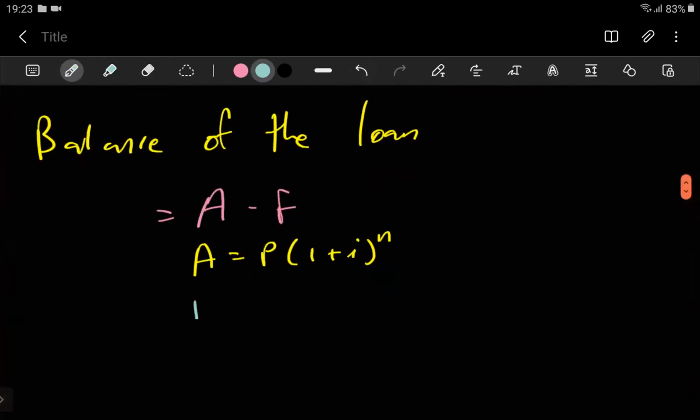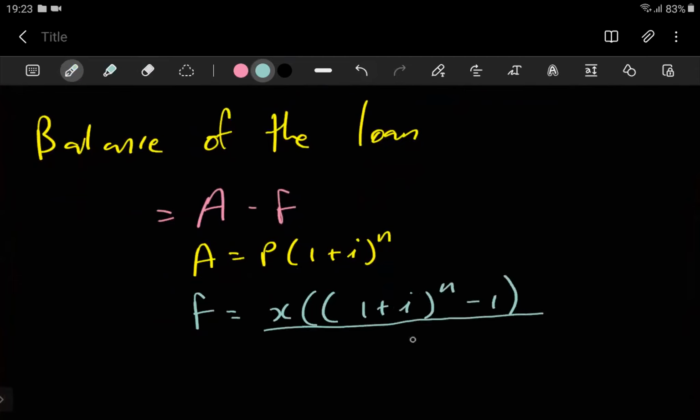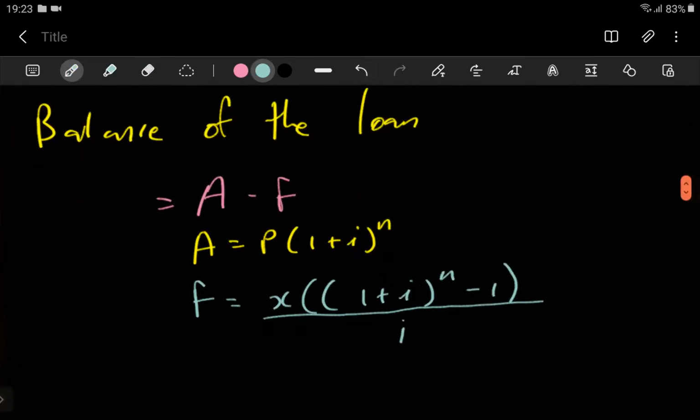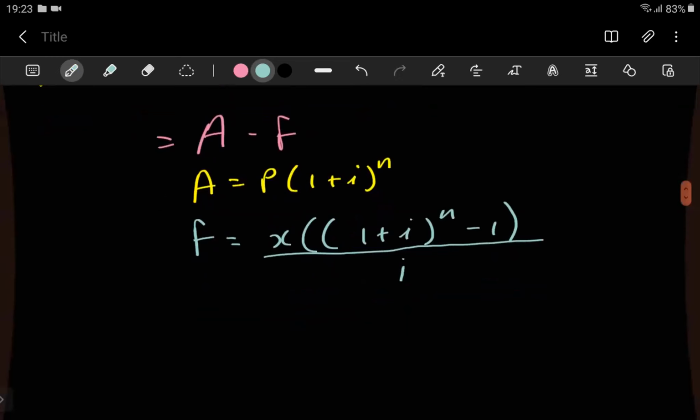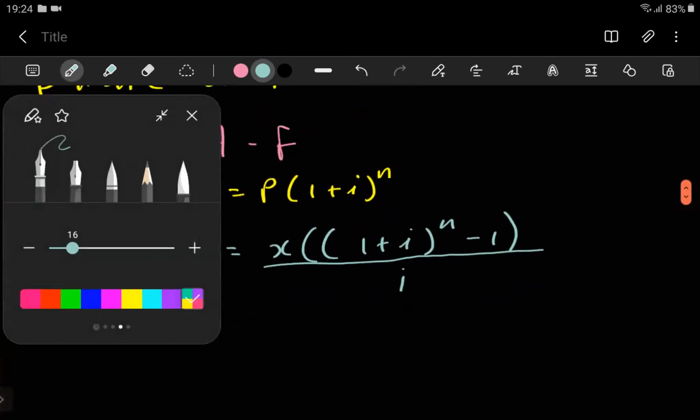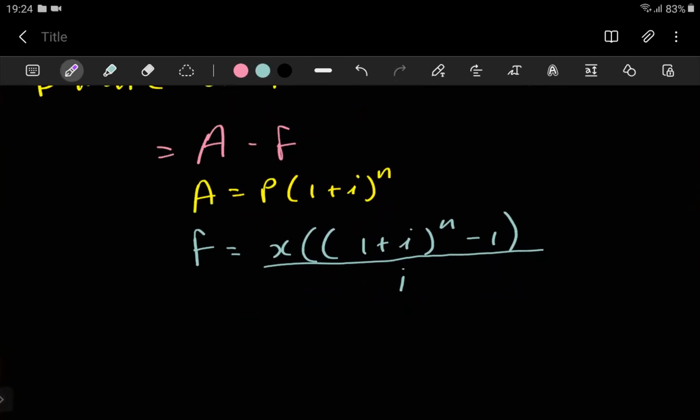F is equal to x[(1 + i)^n minus 1] over i. So here we have to take this minus this. Do you agree?